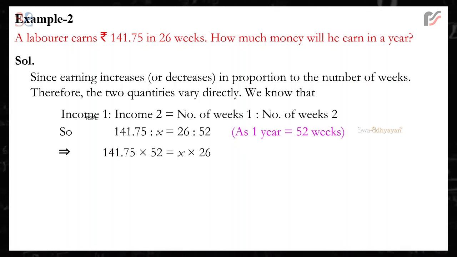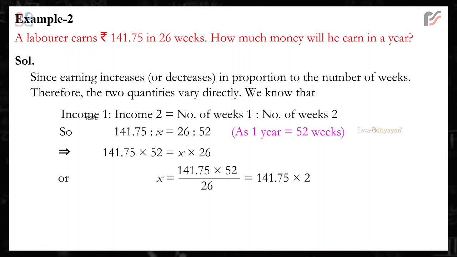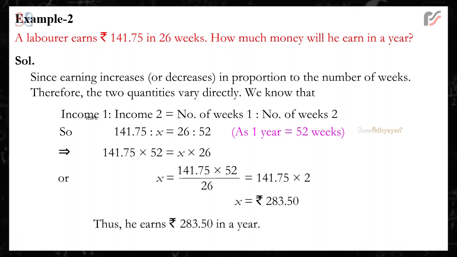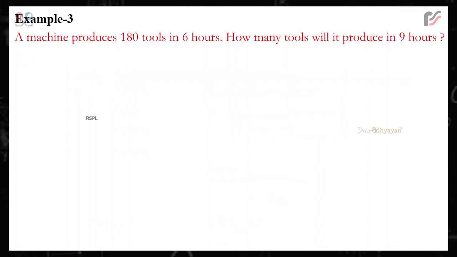This implies that 141.75 into 52 is equal to x into 26, or x is equal to 141.75 into 52 upon 26, which is equal to 141.75 into 2. So x is equal to rupees 283.50. Thus, he earns rupees 283.50 in a year.